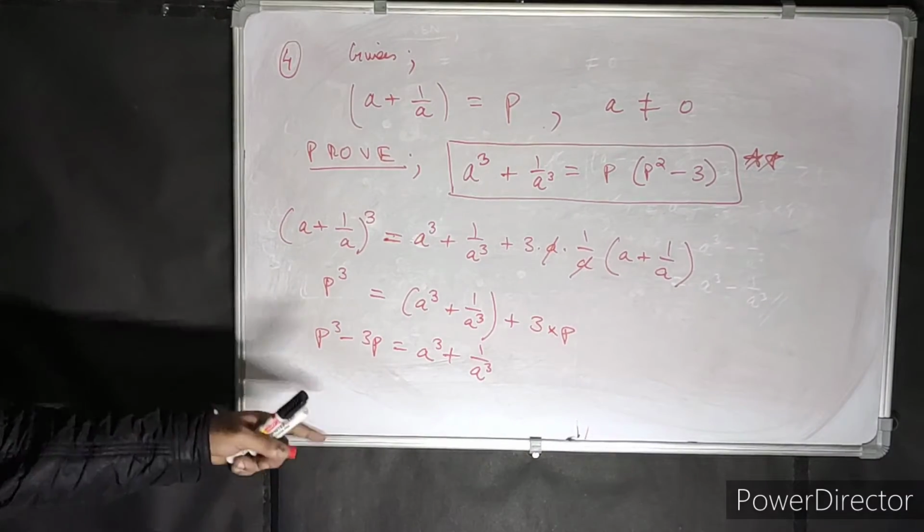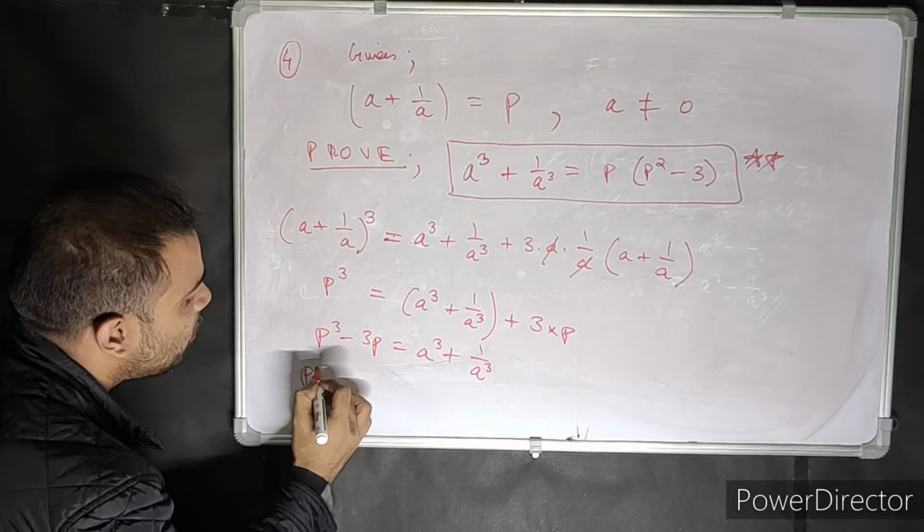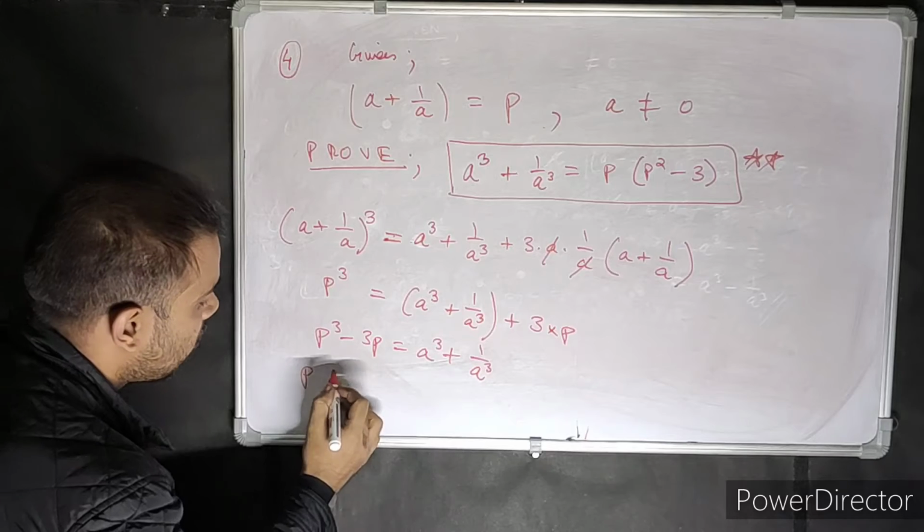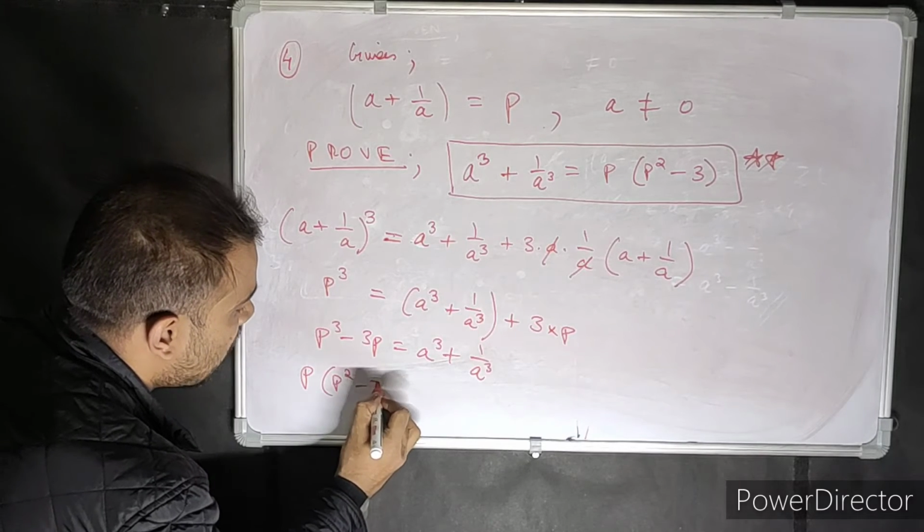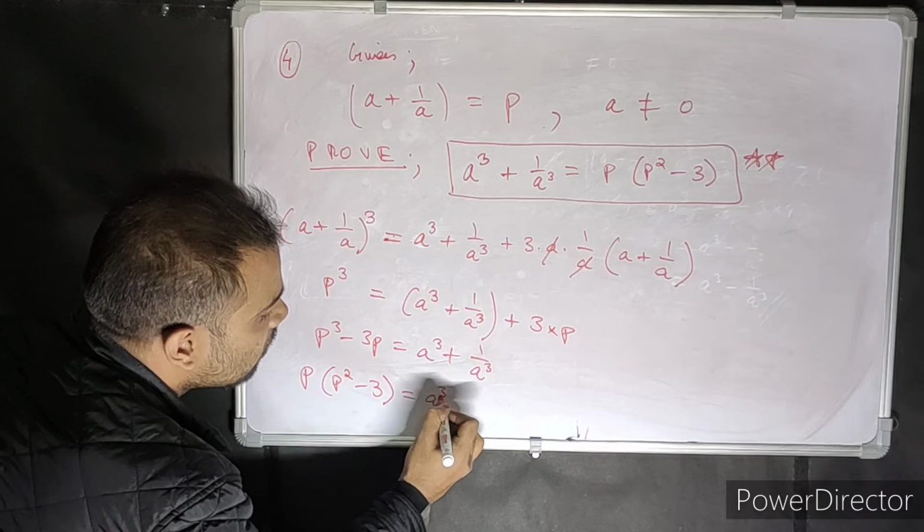So that's what you have to find actually. Now you take out the p common. That's the RHS, p square minus 3. Very simple actually.